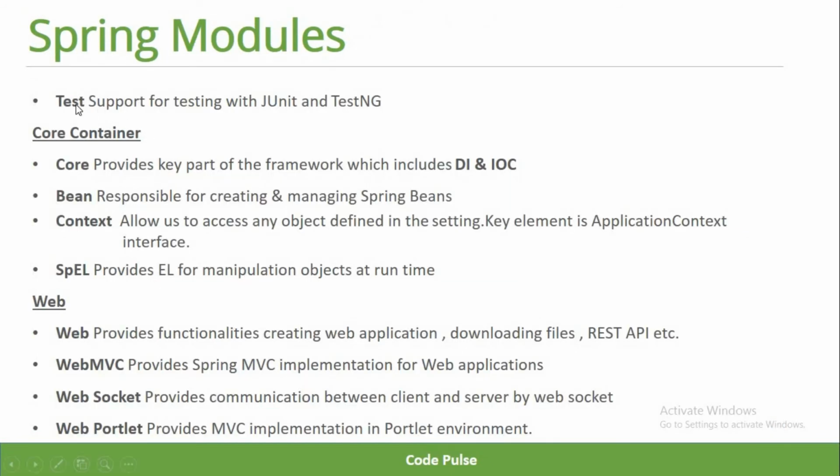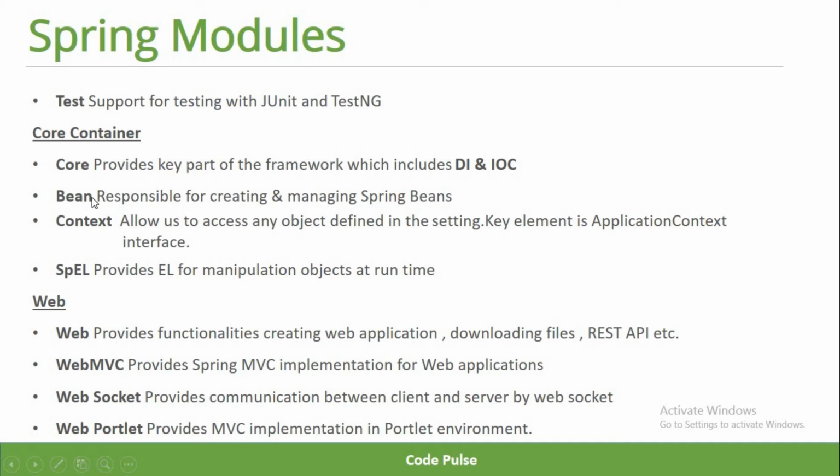Now the first one is the test module. Test supports testing with JUnit and TestNG. With the help of this test module, we can test our Spring applications with JUnit or TestNG. Okay. Core container. In the core container we have core. It provides the key part of the framework, which includes dependency injection and inversion of control.